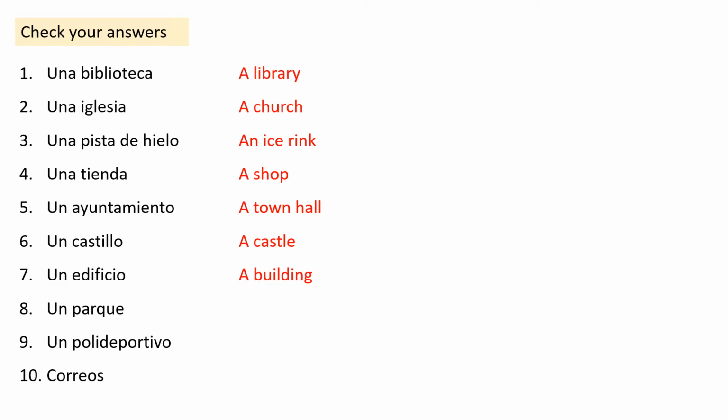That one comes up so much at GCSE. Un parque is a park. Un polideportivo is a sports centre. And correos is a post office. Muy bien, chicos. We're now going to do some pronunciation practice. There's a few things that we need to bear in mind with these words.